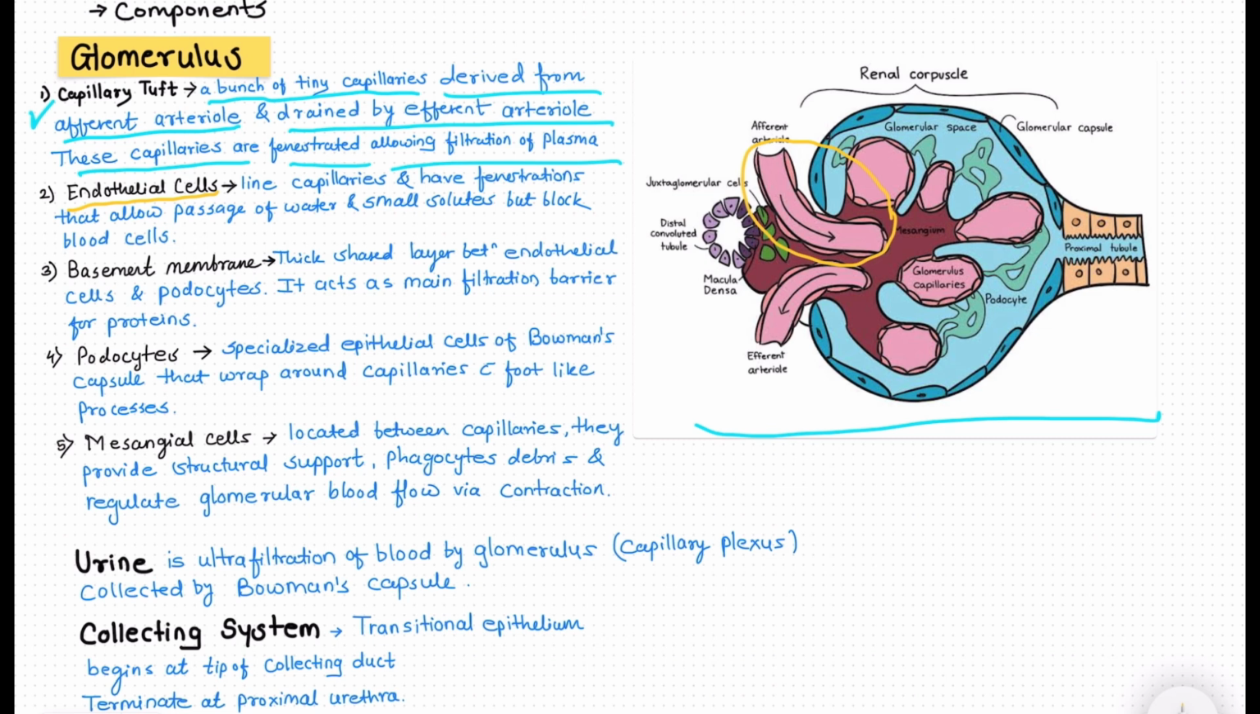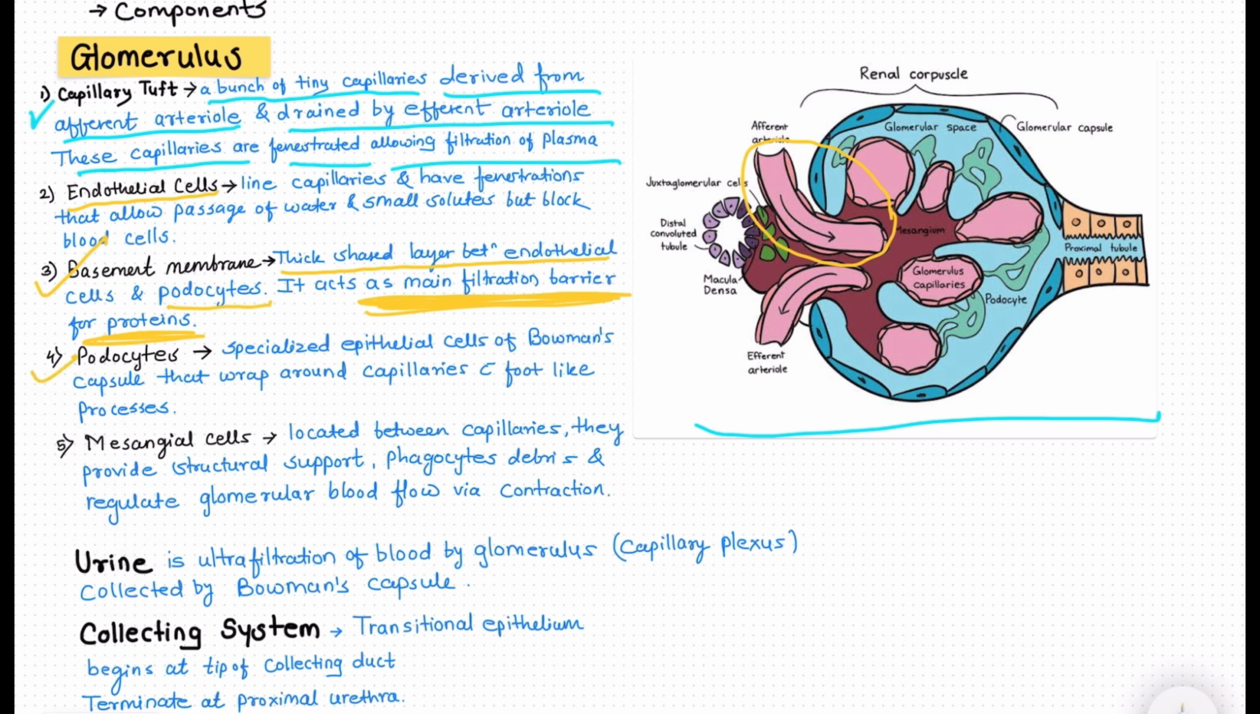Endothelial cells line the capillaries, okay, and they have some fenestrations, means there are some holes which allow small solutes to pass. Okay, then third one is basement membrane. Basement membrane is a membrane on which the epithelium is located or situated or is placed. Okay, then this is thick shared layer between endothelium and podocytes. It acts as main filtration barrier. So main filtration barrier is nothing but basement membrane for proteins.